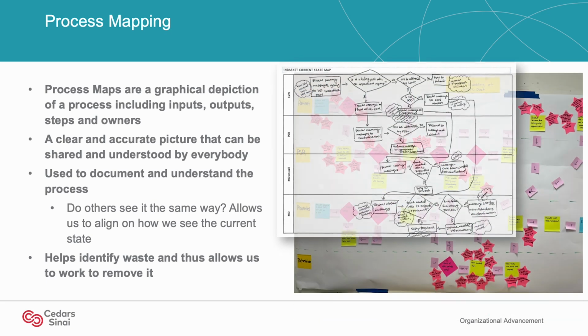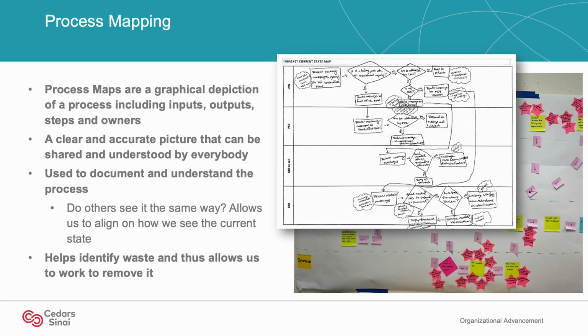Process maps are a graphical depiction of a process that is made up of process steps, inputs, and outputs separated by process owners. Mapping a process provides a clear and accurate picture that can be shared and understood by the team and get alignment on how we see the current state.